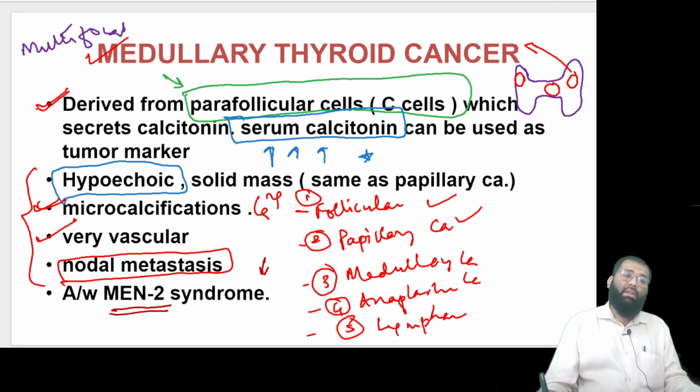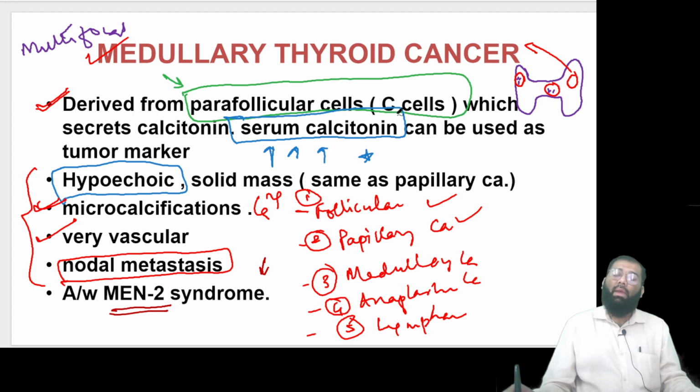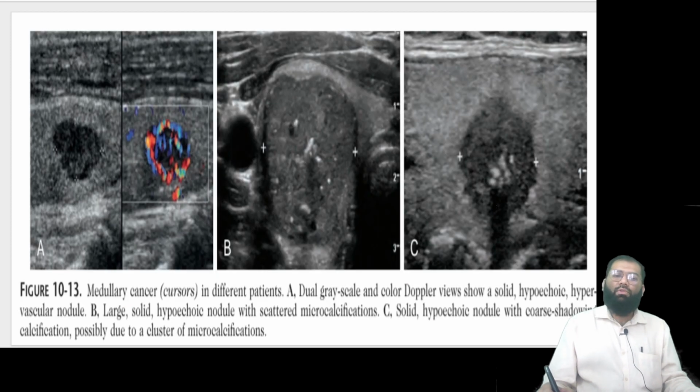The second important finding is that although it shows microcalcification, sometimes it can also show macrocalcification within it. Okay. So these are 2 important features which are only seen, along with association with MEN2. These are features of medullary carcinoma of thyroid. A tumor marker which you must remember is serum calcitonin levels.